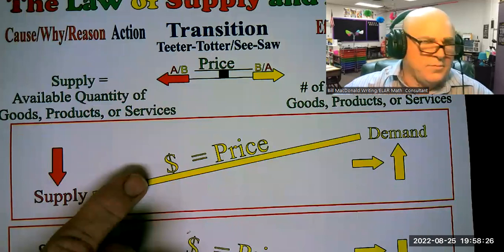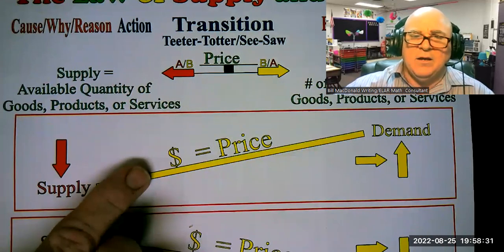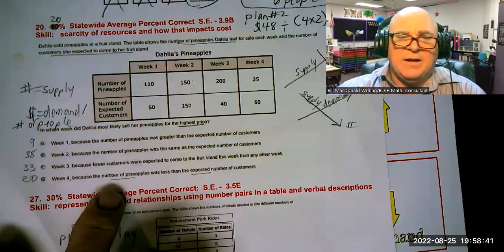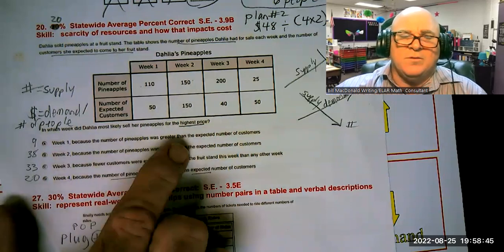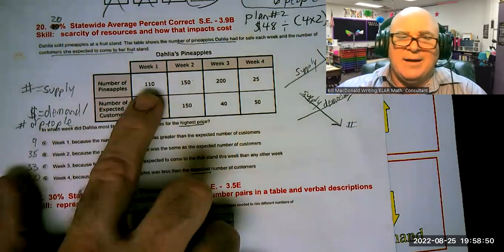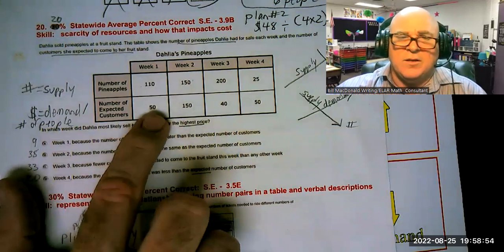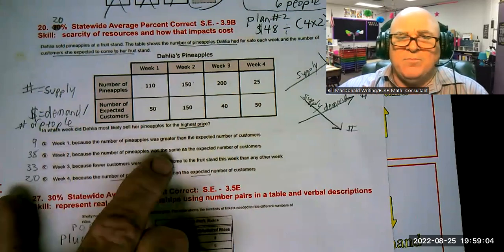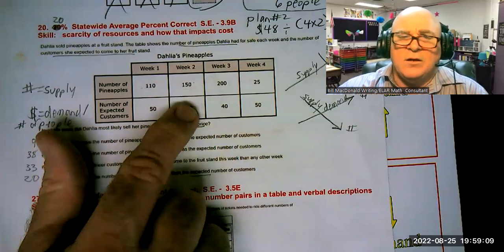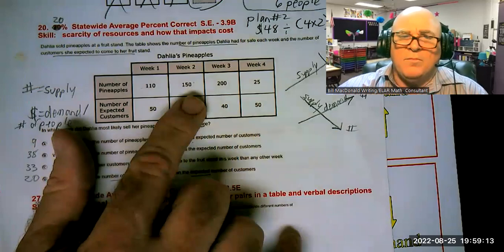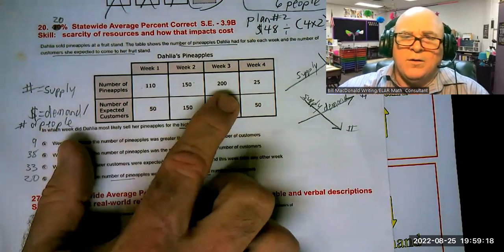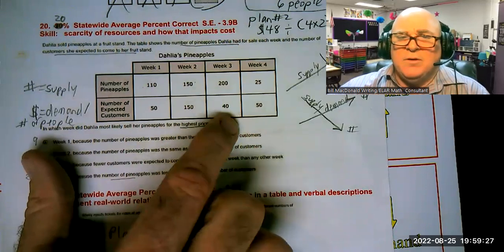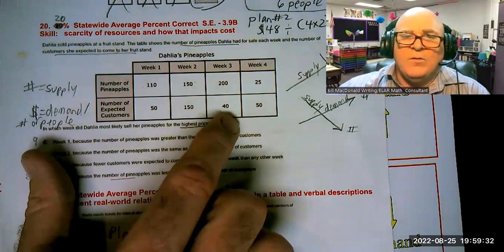So we're looking at part A of this AB supply and demand relationship. So let's see which one is true. Week 1, because the number of pineapples was greater than the expected number of customers. No, since you have so much supply and not enough demand, that's not going to be the highest price. That would cause the price to stay the same or to go down. Week 2, because the number of pineapples was the same. No, if you have exactly the amount of pineapples as you do customers, that won't affect the cost as much. Week 3 is when you have way more pineapples, way more supply, product, good, service than you do people that want it. Your price is going to have to go down because you don't even have enough people that want that product.